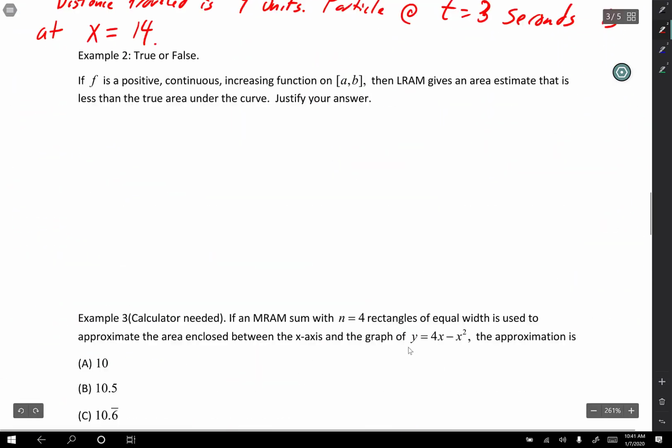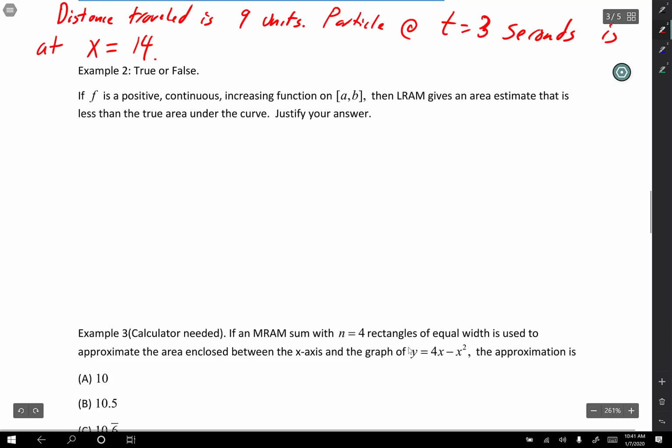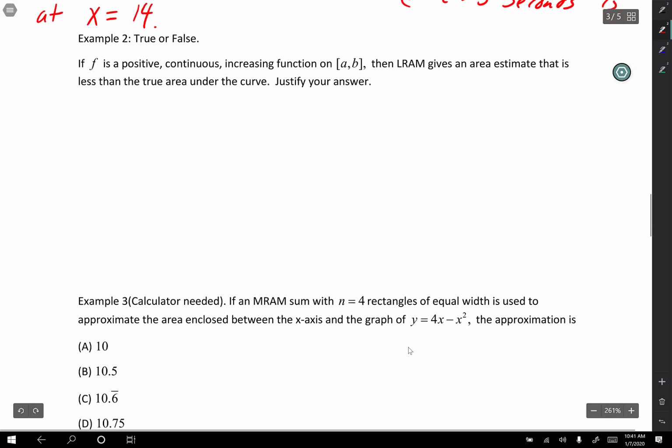Okay, good. All right, here we go, guys. Wait, how did you move 9 units? We found the distance under the curve, the area under the curve. Example 2. That's all you do, you just add it. Because that's the distance traveled.